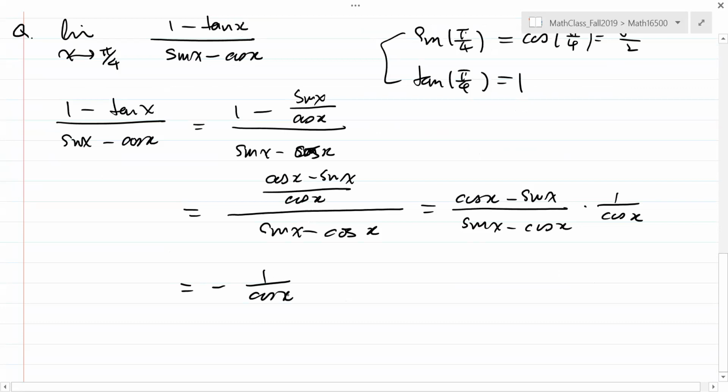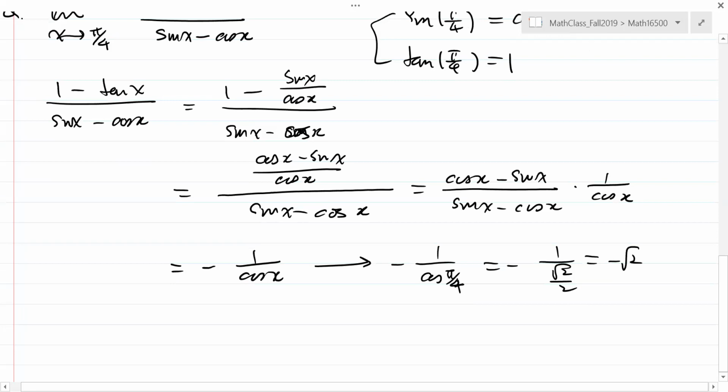After you simplify it, it's easy to see the limit. So the limit is going to be cosine pi over 4, which is square root 2 over 2. After you simplify, you get square root 2, so this is the answer. The limit is negative pi over 2. I have to put a note here: x approaches pi over 4, because they're not equal, it just approaches that number.